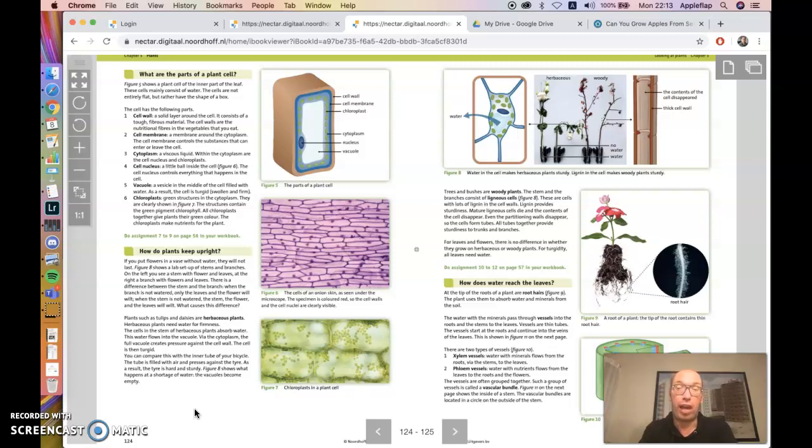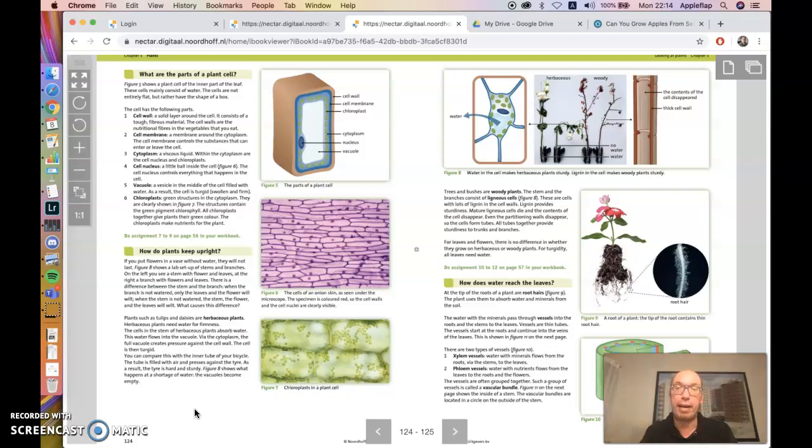Phloem vessels transport the stuff that leaves make. And what do they make? Well, they make nutrients, mainly in the form of glucose. It's a kind of sugar. They transport it everywhere where it's needed. So sometimes it's needed in the flowers to make them beautiful. Sometimes it's needed in the fruits to make them sweet and juicy. Sometimes it's needed for maintenance in the roots, so it's needed everywhere. And they transport it through the phloem vessels.